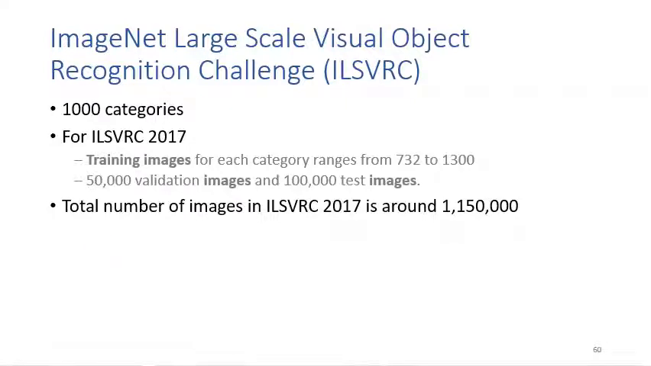In 2012, the students of Hinton joined the competition and proposed a CNN model. Now it's known as AlexNet. AlexNet won the challenge with a large margin and spurred the deep learning boom.